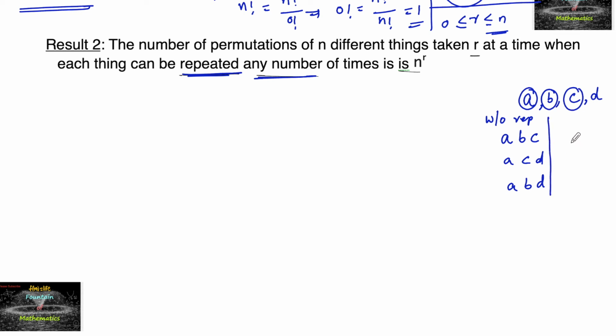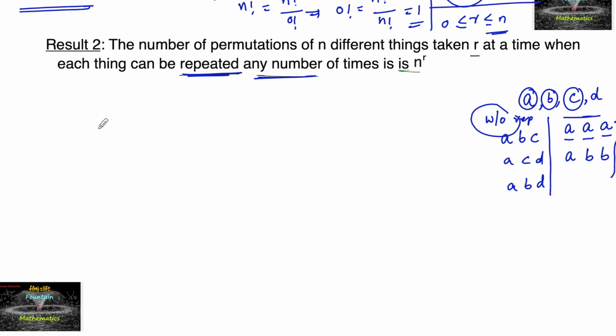So to fill up the three places, the first box can be A, the second box also can be A, and the third box also can be A. Or in the first box we can take A, the second box we can take B, and the third box also B. So these possibilities will be different without repetition and with repetition. With repetition means you can take the same object again.